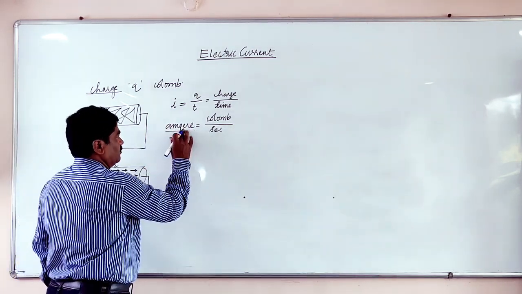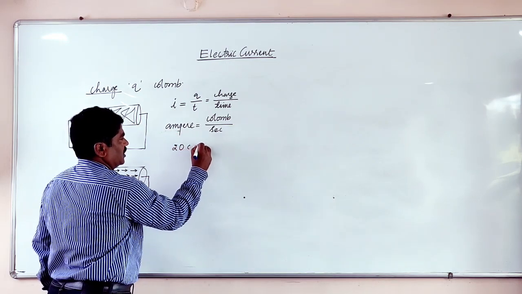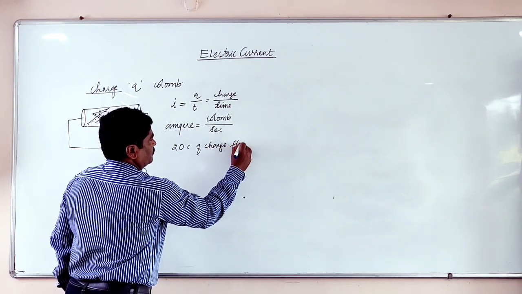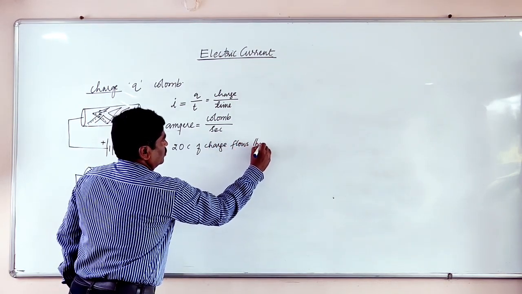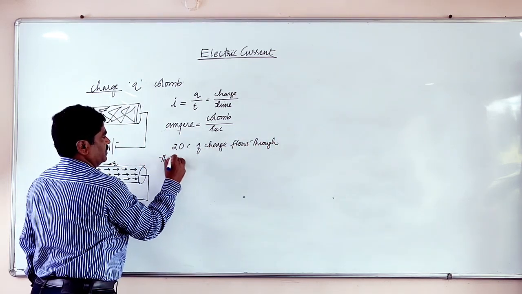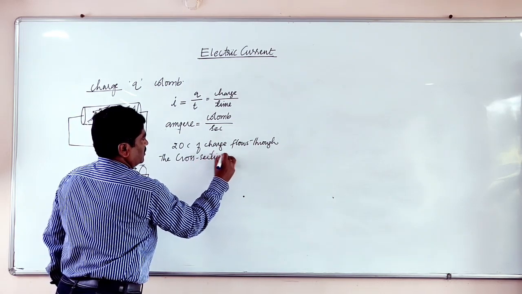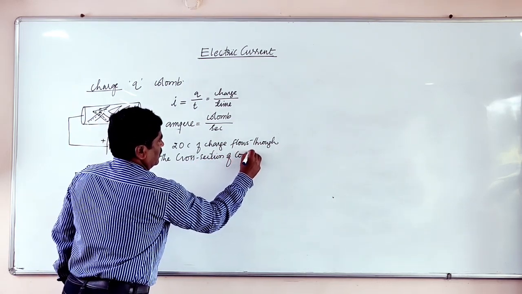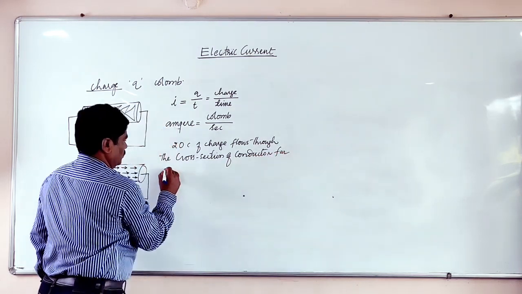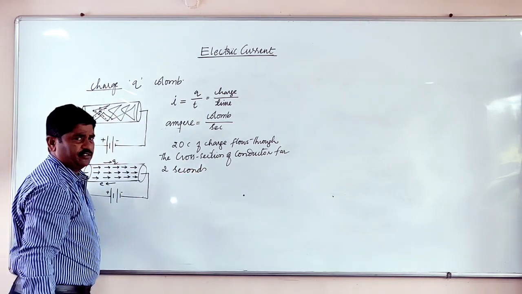For example, if 20 coulombs of charge flows through the cross section of the conductor for 2 seconds, you can say, for 2 seconds.